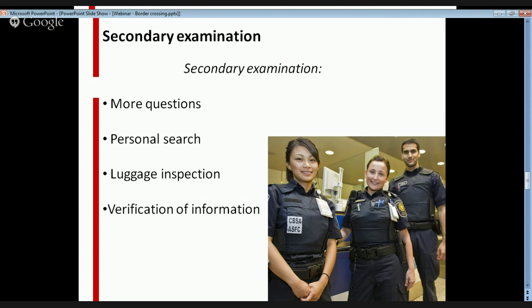Secondary examination takes place in a separate room where a visitor is asked more questions. His or her belongings are thoroughly searched, and based on the findings, a decision is made whether to admit this person to Canada or not. Just remember, officers have a right to retrieve or ask to be provided any information from visitors' electronic devices such as laptops, tablets, cell phones.